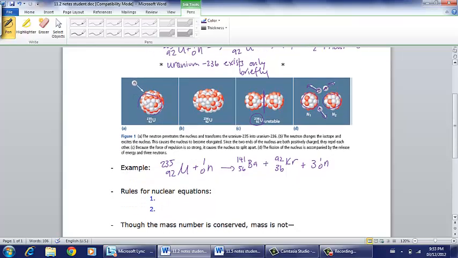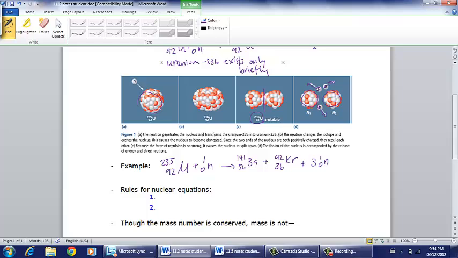There are rules for writing nuclear equations, and they are as follows. First, you need to conserve the atomic number. I said atomic mass, I meant to say atomic number. So this is a conservation of electric charge. And there's also a conservation of the mass number. So the total number of protons and neutrons is conserved.